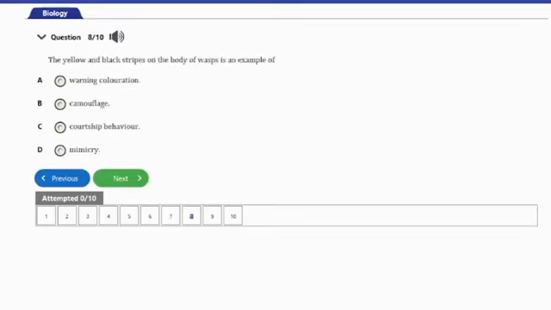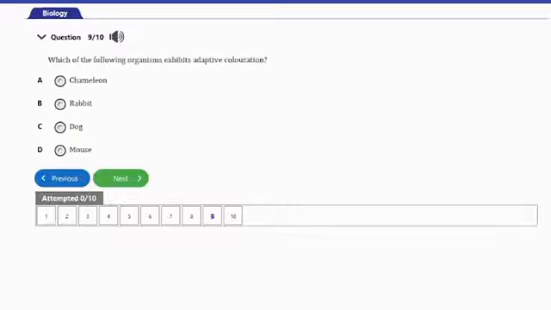Question number 8 here. It says, the yellow and black stripes on the body of wasps is an example of A, warning coloration, B, camouflage, C, courtship behavior, D, mimicry. So guys, the answer to this question is option A, and that's warning coloration. So let's go ahead and check out the next question, guys.